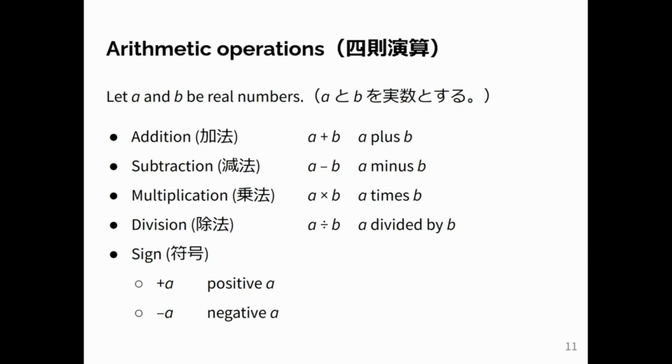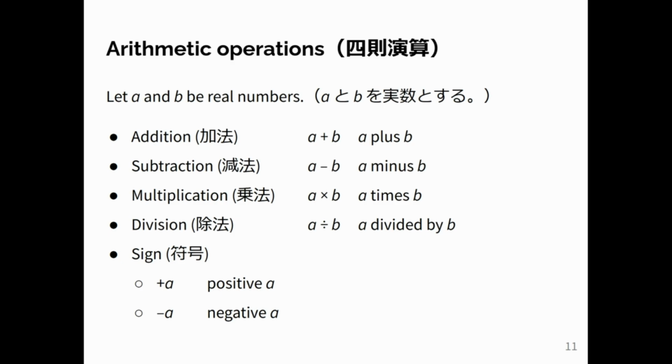Here are maybe the most basic ones, which are arithmetic operations. And here, let A and B be real numbers. The A to B を実数とする is said like this way. Then we can define 四則演算, arithmetic operations like addition, subtraction, multiplication, and division.